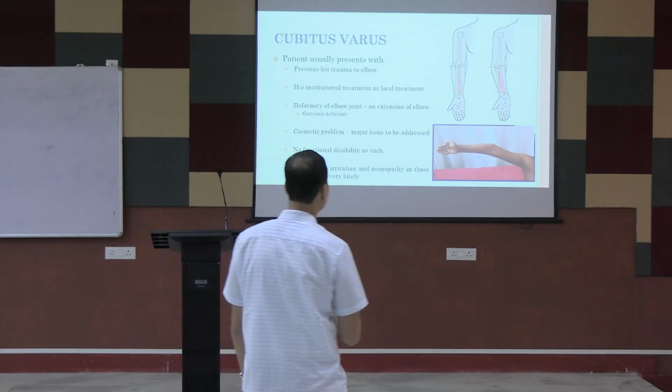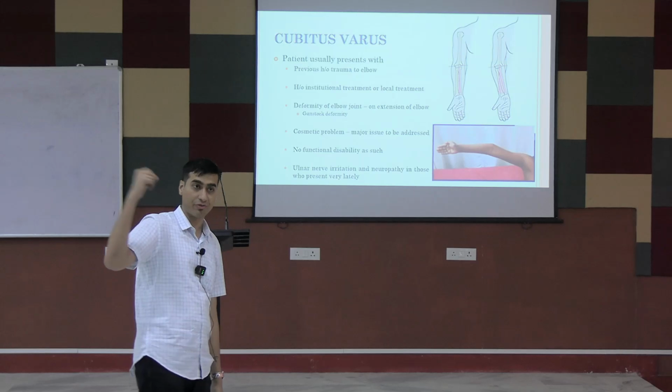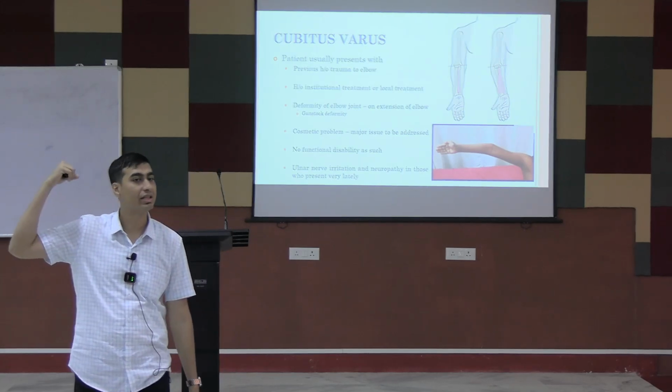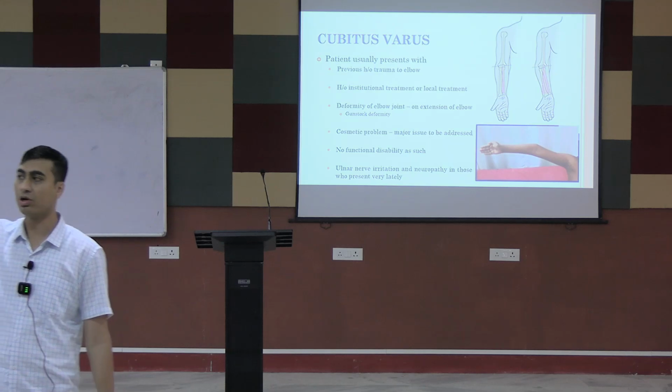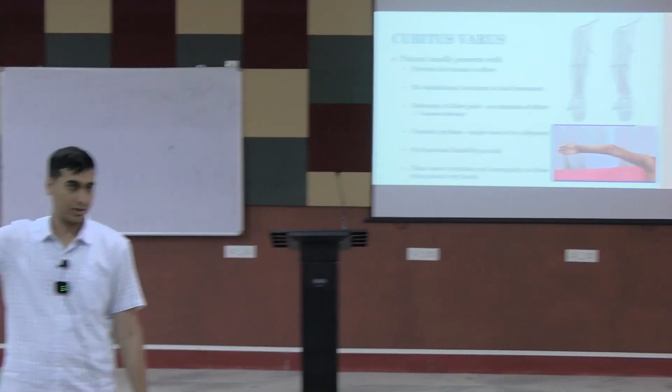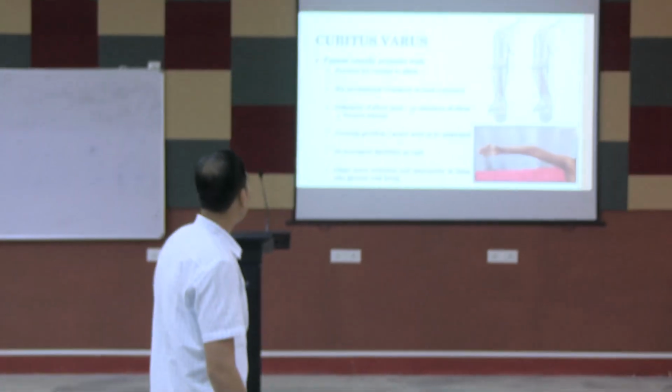So this is a cosmetic problem. There is no functional disability. He can actually do everything. Only the terminal 10-20 degrees of flexion is not going to come. But if you see your elbow, you can do all your work even with 0 to 90 degrees of flexion. The rest 30 degrees is extra. You don't need that to do your daily work. Okay. And what can happen?